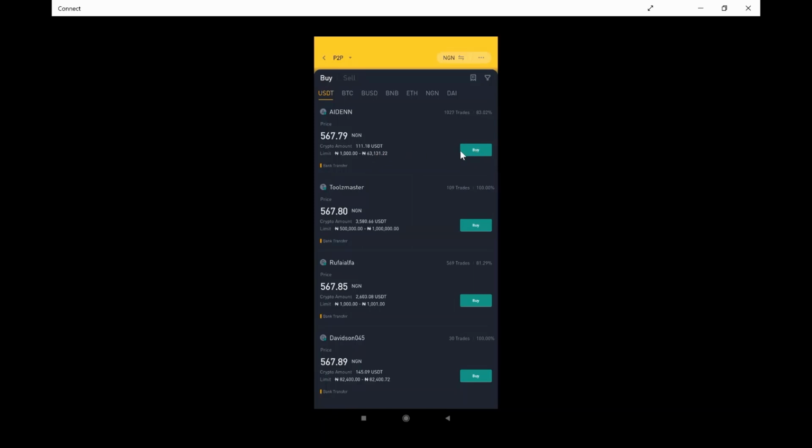Now, when you click on buy, it takes you to another page where you have the details of his bank account, where you pay, make the transaction. We'll go into that. So I'm going to come back to this. Let's go back to these trades and number of trades and percentage completion.